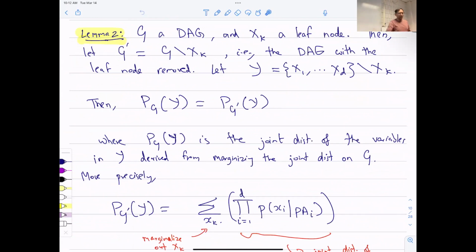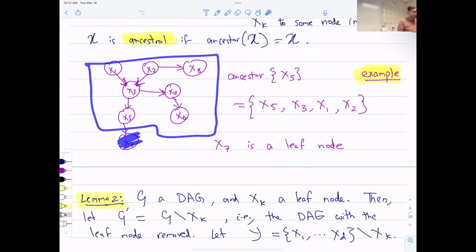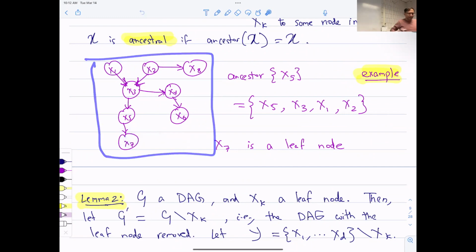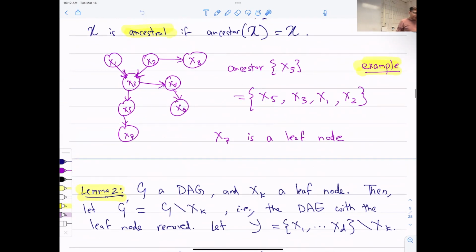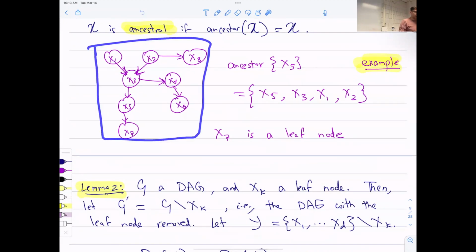The first couple of lemmas are rather straightforward, but let's go through them anyway. Lemma 2 is about marginalizing. I have a collection of nodes x1 through xd. That's my G. I remove one node from that graph, let's say a leaf node, xk. So basically I look at this and dump this. My question is, look at the joint distribution on this collection and look at the joint distribution on this. What can I say? Well, the claim is, if I look at the joint distribution on this but restrict it only to this, they're the same.